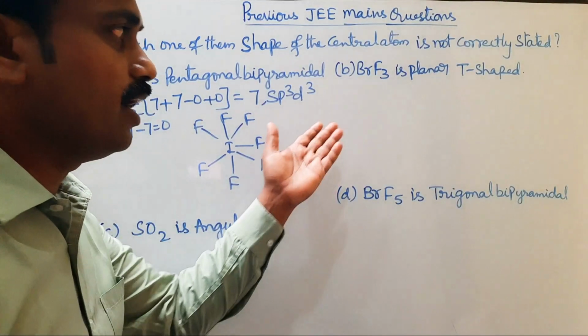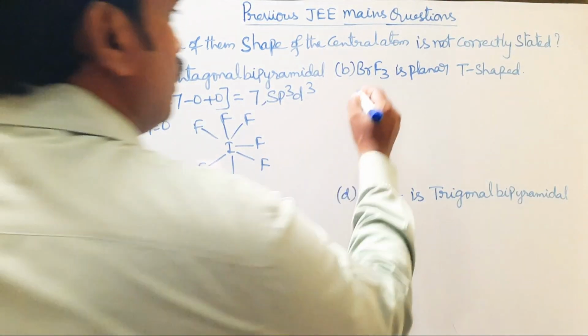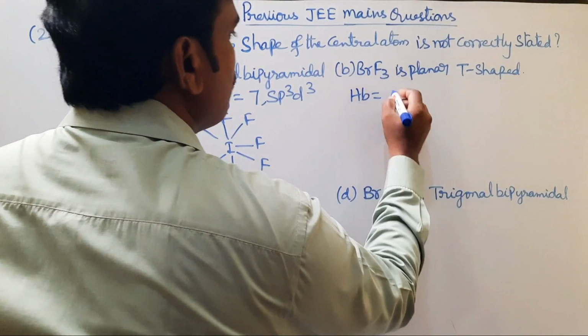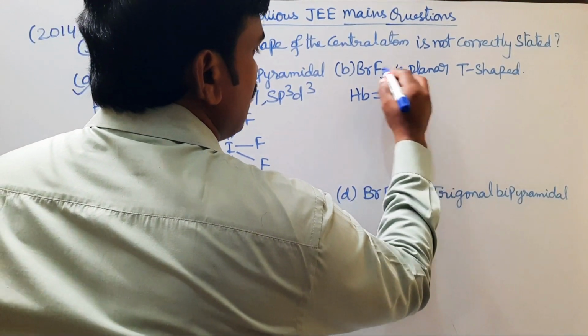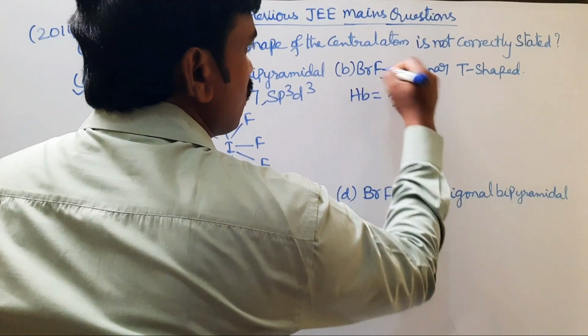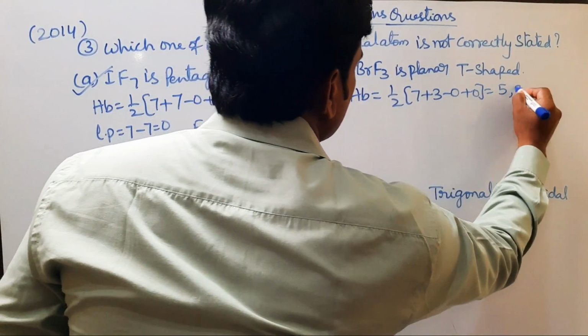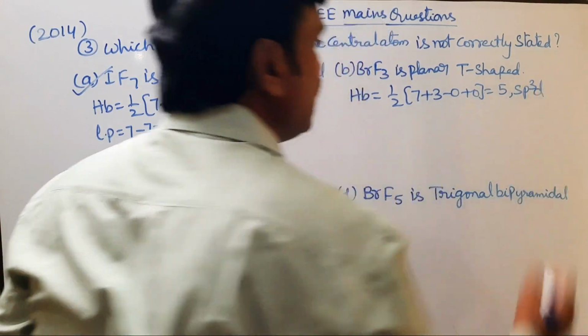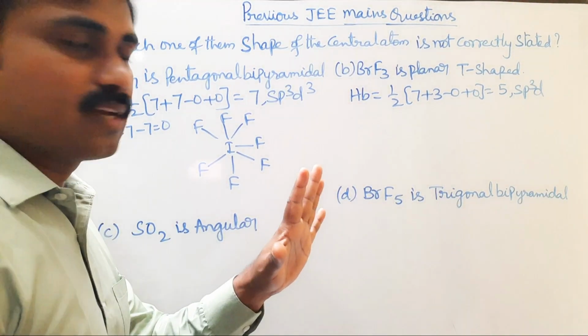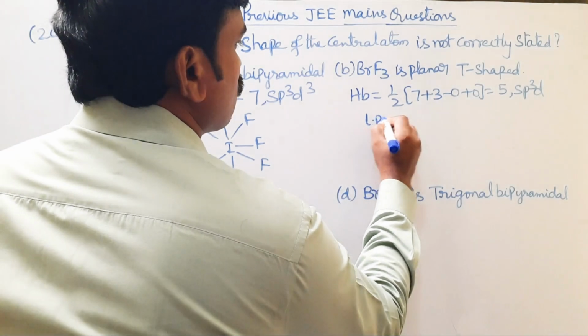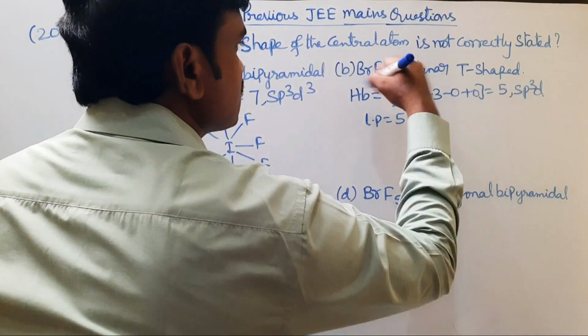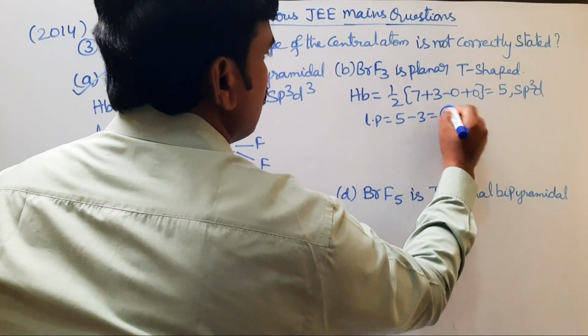Look at option B. BrF3 is planar T-shaped. Hybridization of bromine equals half into valence electrons of bromine 7, plus surrounding monovalent atoms 3, minus 0, plus 0. So it is equal to 5. It undergoes sp3d hybridization. 5 pairs are there. Lone pair is equal to 5 minus surrounding atoms 3, so 5 minus 3, 2.